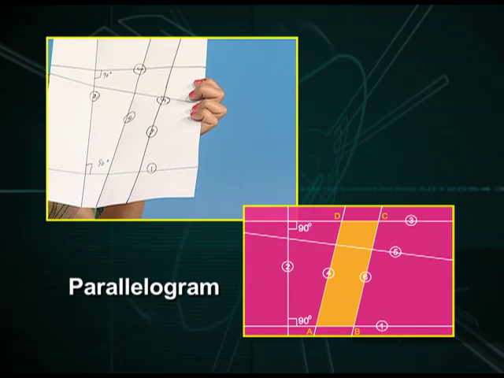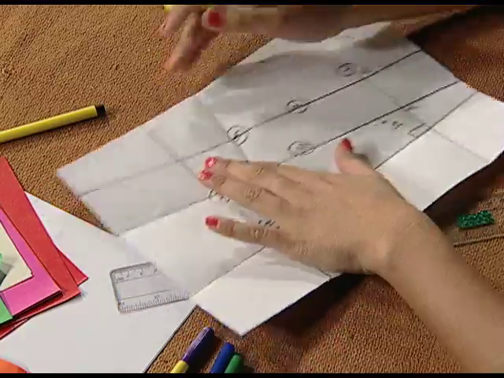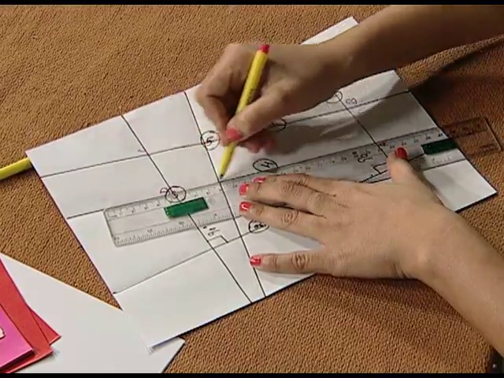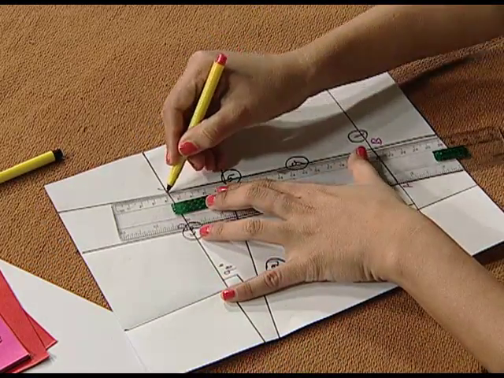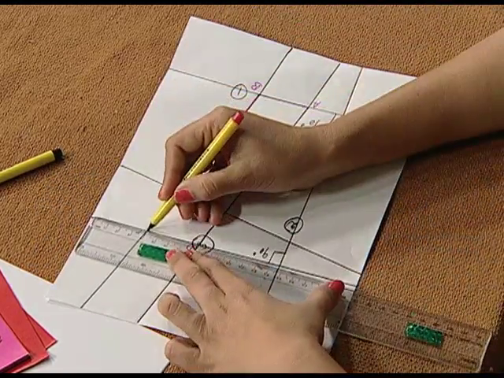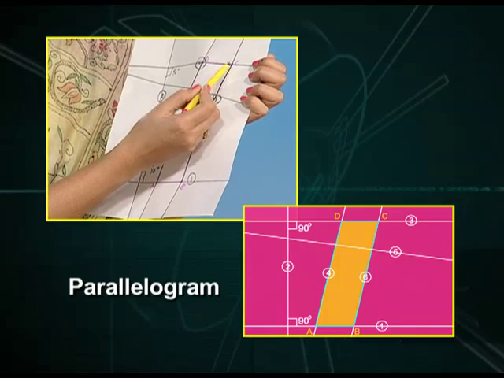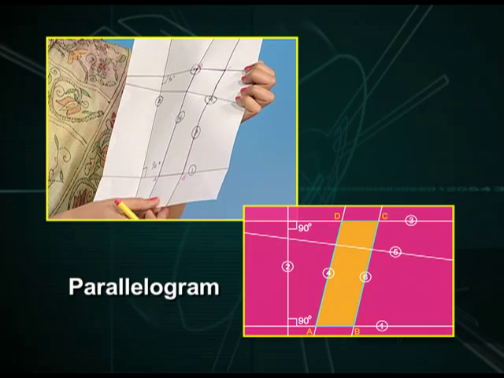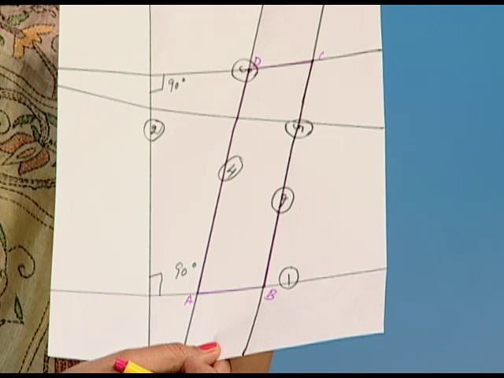Now, can you see and observe a parallelogram here? I am marking the points A, B, C and D and drawing a parallelogram using a different color. Here ABCD is a parallelogram in which AB is parallel to CD and AD is parallel to BC. This is how we get a parallelogram using paper folding.